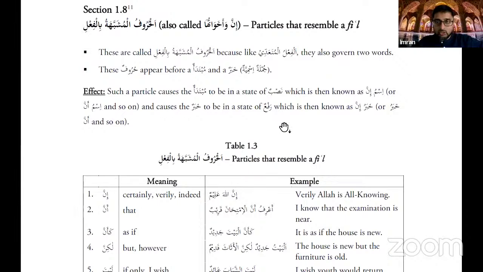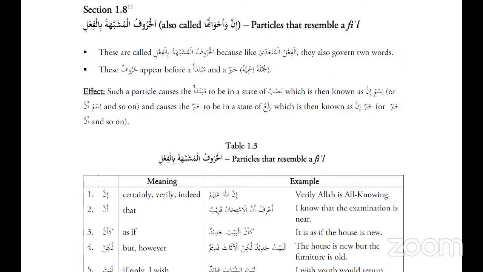Yes, that's right. So what it's trying to say is that these mushabbahatun bil-fi'l are called al-huruf. Al-huruf means particles. Al-mushabbahatu means resembling. What are they resembling? The verb. Because like fi'l muta'addi, they also govern two words. What it means is that like fi'l muta'addi, a verb which requires an object, it controls the object.